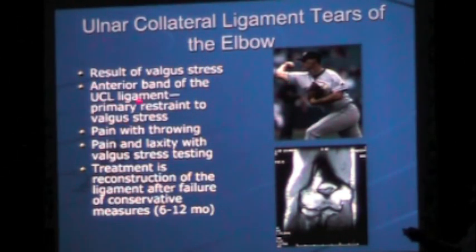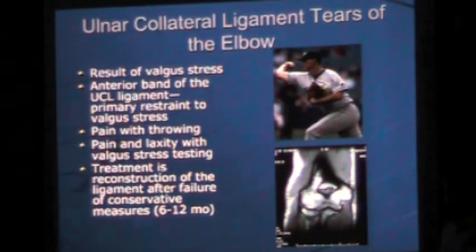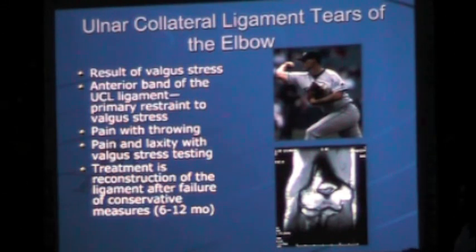Like I mentioned before, that anterior band that we showed is the primary restraint to the valgus stress across the elbow. Patients report pain and laxity with valgus stress testing. Usually if it's an athlete, they'll come in and say, my velocity's dropped, I have significant pain in the medial side of the elbow, or they'll be throwing and feel a pop or a snap on the inside of the elbow when they present. So those are the things you want to think about.